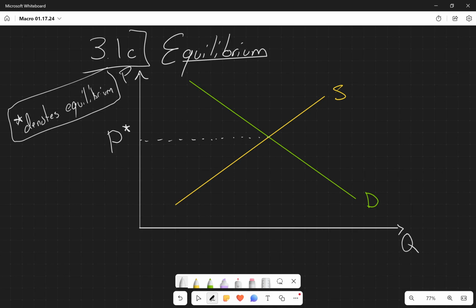And this price is special because if we reflect this price off of the supply curve, we get a quantity supplied right here. If we reflect this price off of the demand curve, we get a quantity demanded that's right on top of the quantity supplied. So this is the price where everything that's demanded is sold and everything that is sold is purchased.